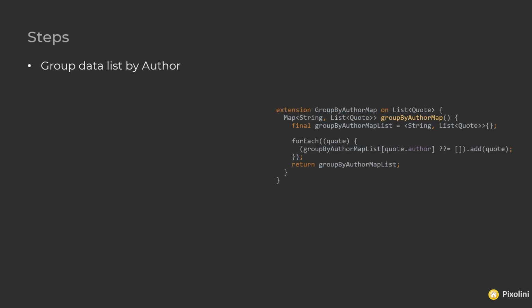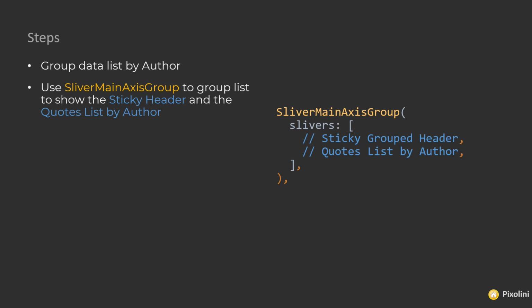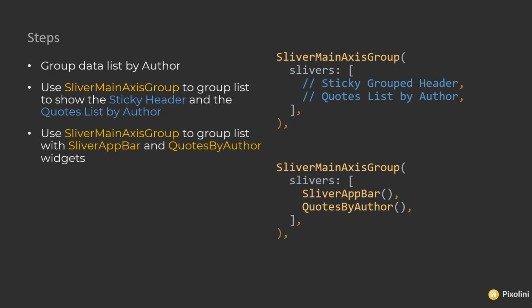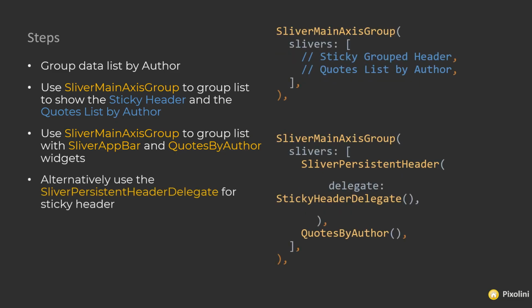Now, what are the steps to create a sticky grouped header? First, group data list by author. Use a SliverMainAxisGroup to group lists to show the sticky header in the quotes list by author. Use SliverMainAxisGroup to group list with SliverAppBar and quotes by authors widget. Alternately, use the SliverPersistentHeaderDelegate for sticky header.